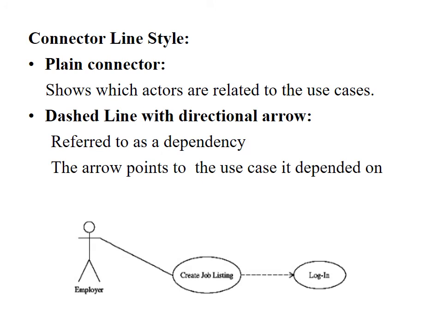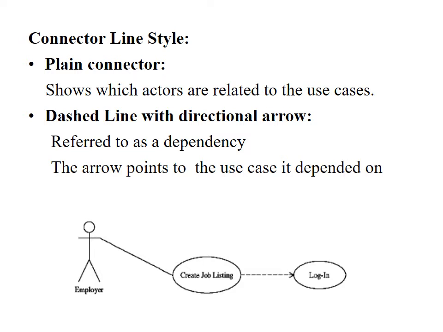Now we dig deeper into the connector line. We have two different connectors. One is plain connector, which shows which actors are related to the use cases. Next one is dashed line with directional arrow. This is referred to as dependency. The arrow points to the use case it depended on.